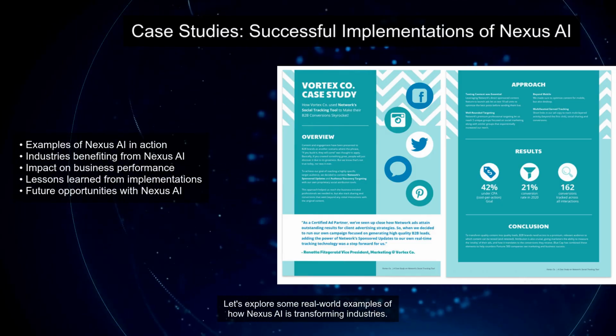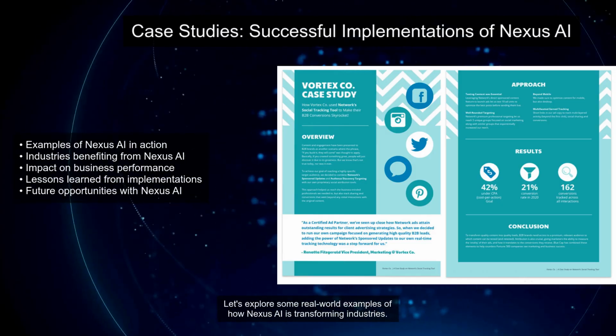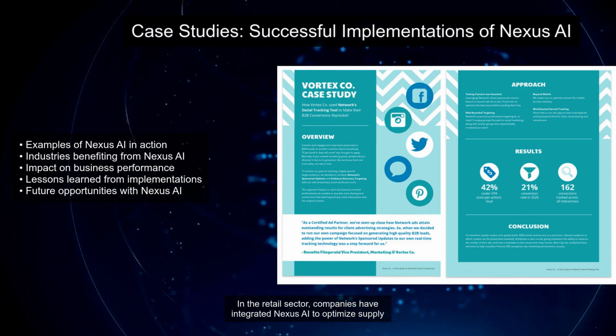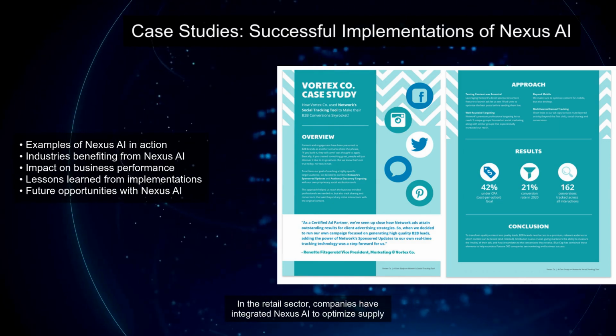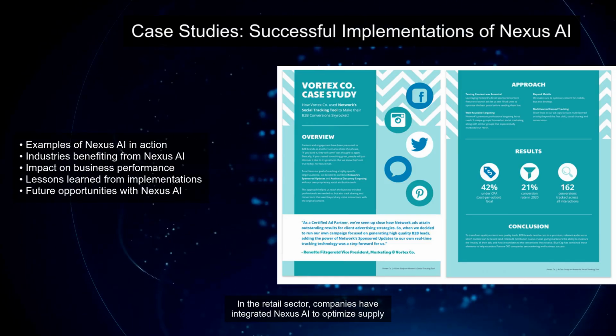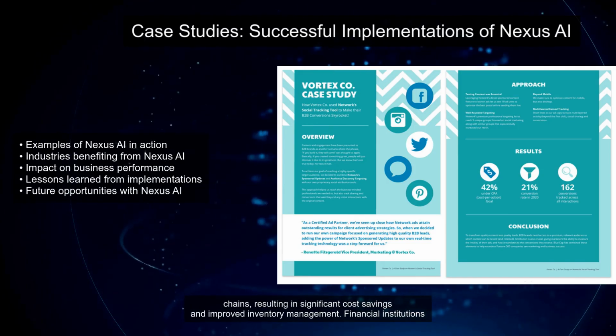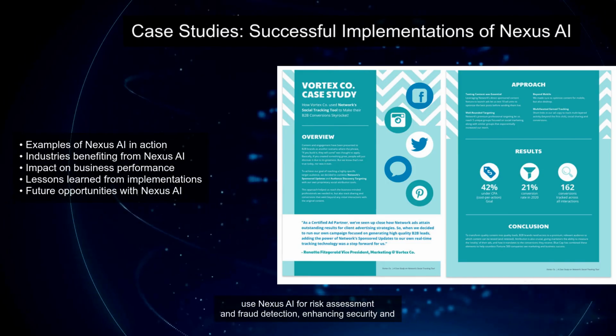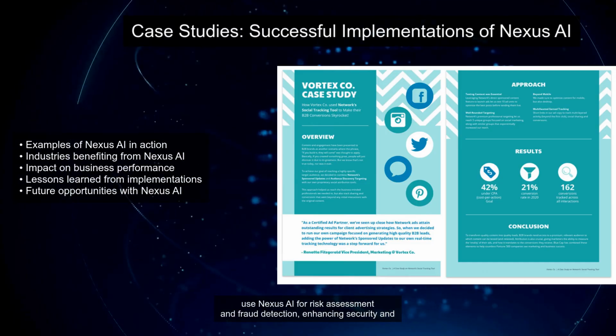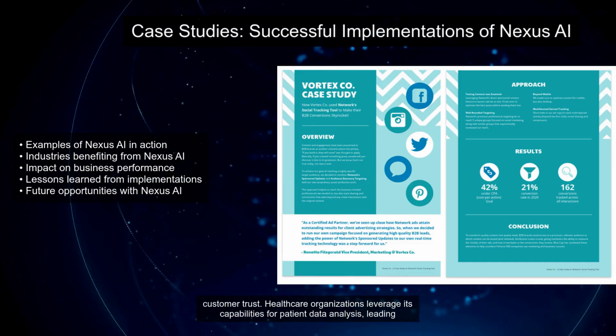Let's explore some real-world examples of how Nexus AI is transforming industries. In the retail sector, companies have integrated Nexus AI to optimize supply chains, resulting in significant cost savings and improved inventory management. Financial institutions use Nexus AI for risk assessment and fraud detection, enhancing security and customer trust.